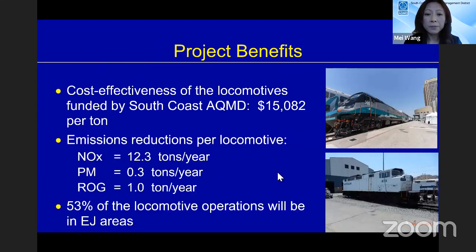Next slide, please. So the locomotive replacement projects in general are very cost effective. It costs $15,000 to reduce a ton of NOx, PM, and ROC. And we are expecting this project to achieve half a ton of NOx emission reduction a day, since these locomotives operate on average 12 hours a day and consume over 100,000 gallons of diesel fuel per year. And more than 50% of the time, these locomotives operate in EJ communities. So we're really beneficial to these communities.